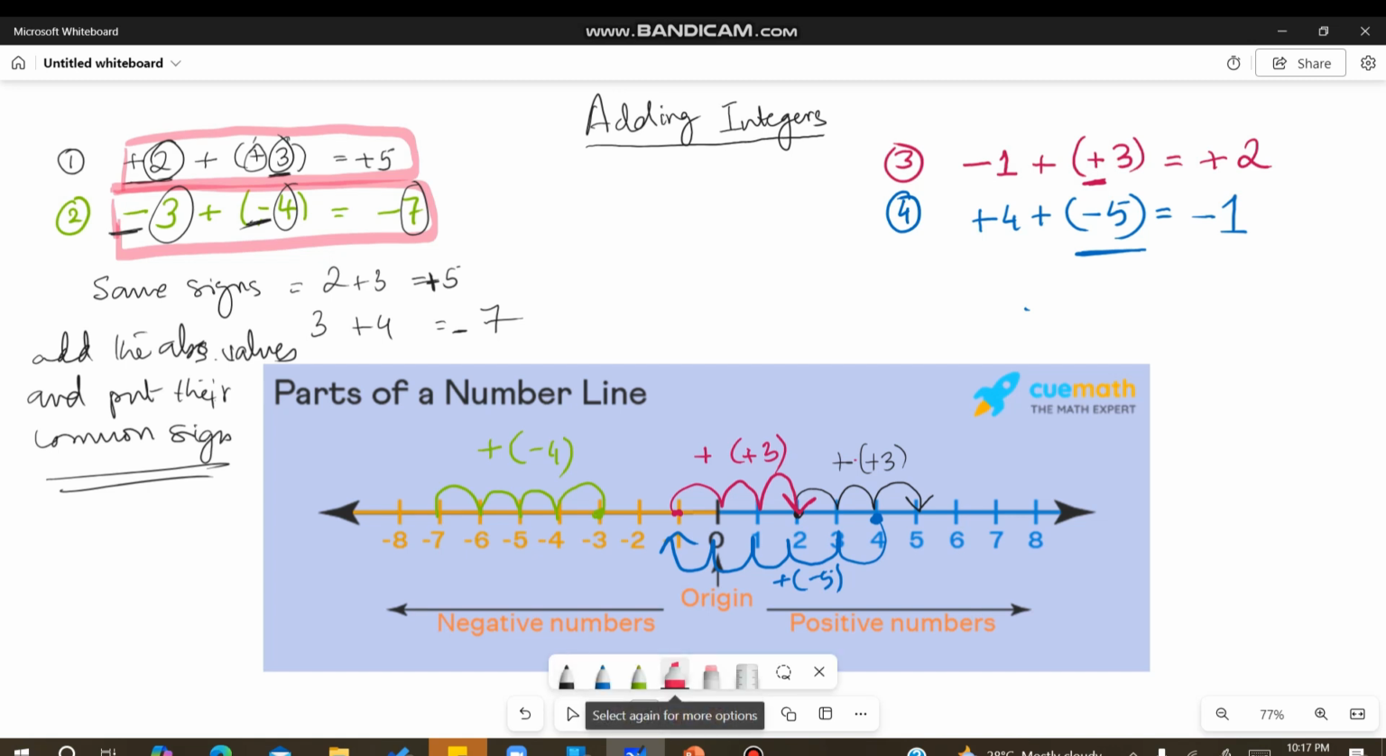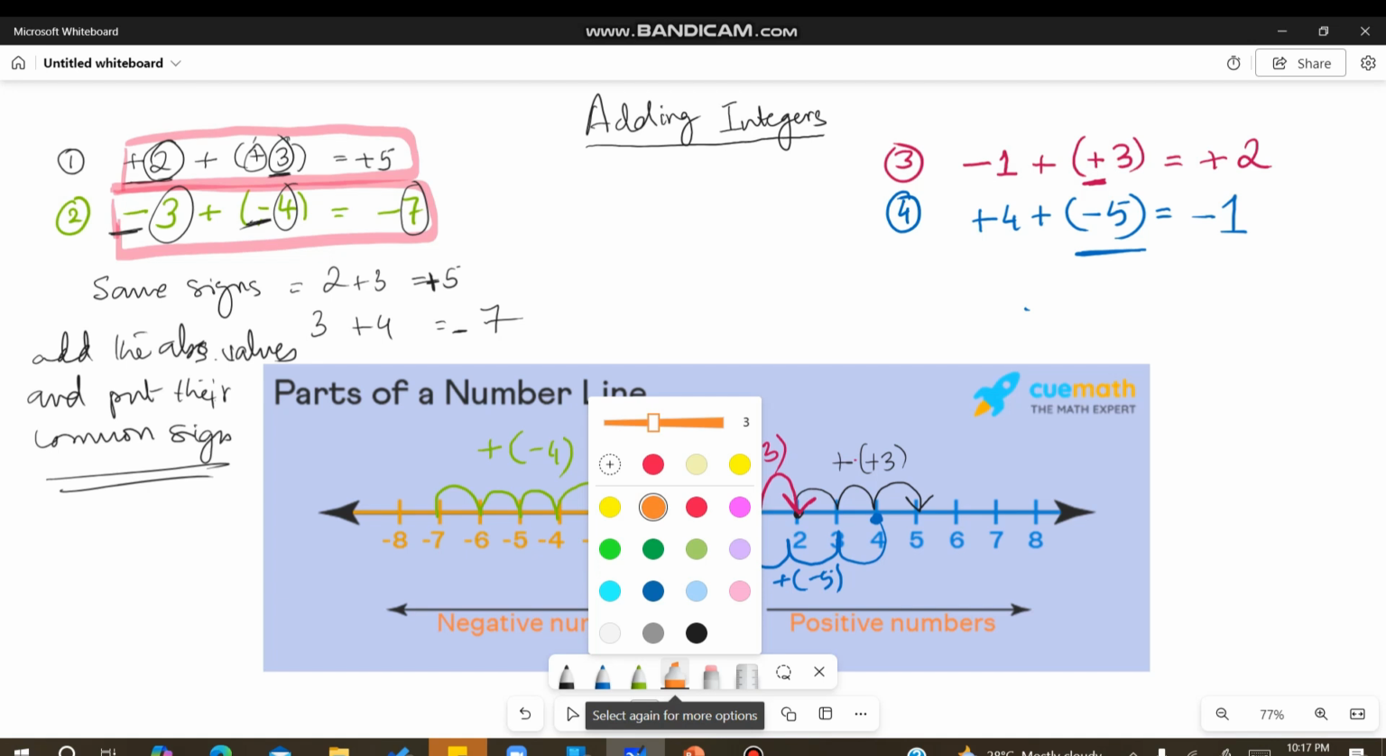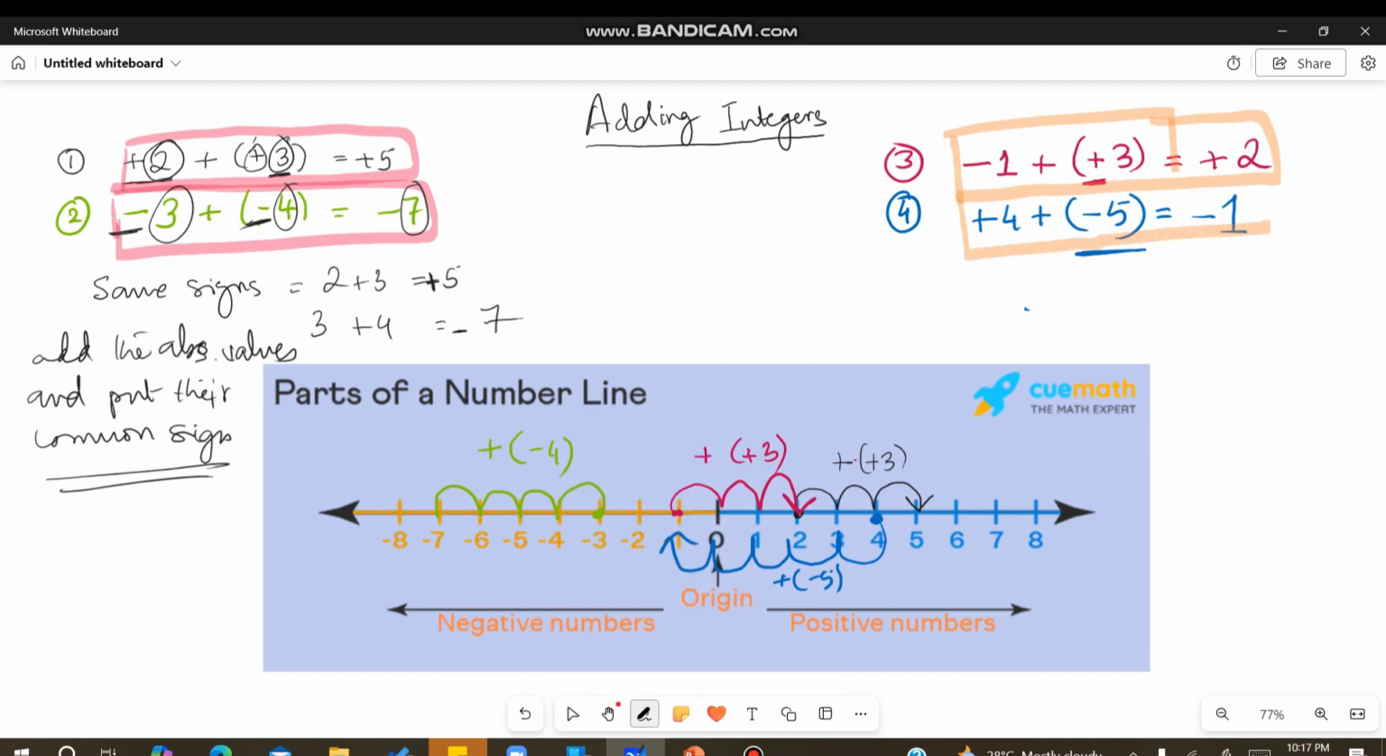This time we can see that our integers are not the same. Look at the first one. -1, +3 gives us a +2. Next one, +4 and -5 gives us a -1. So what pattern can I see here? Any observations? Yes, now I'm adding different signs. So what I can see is my two absolute values are not added. In fact, they are subtracted. So I simply did 3 minus 1, you can say, and I got a 2.